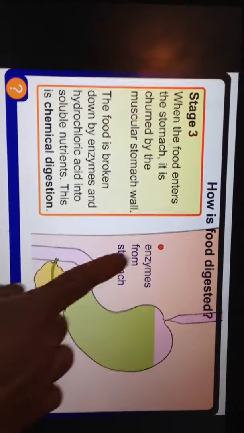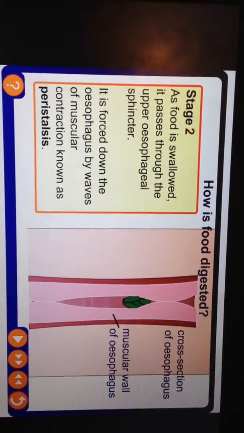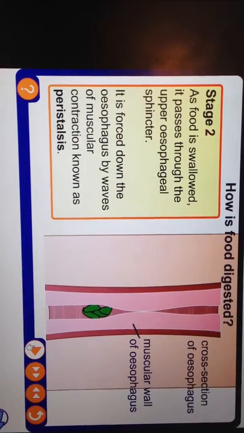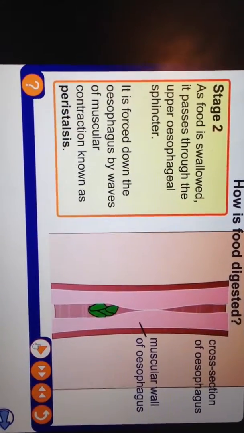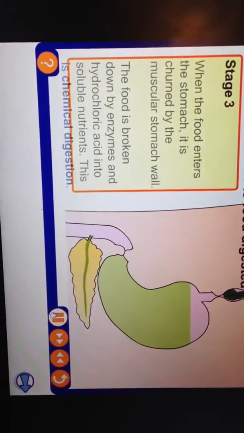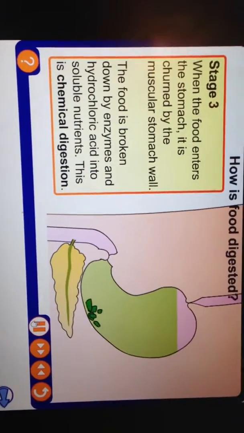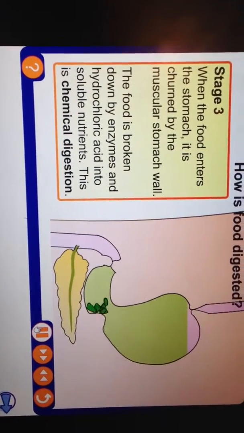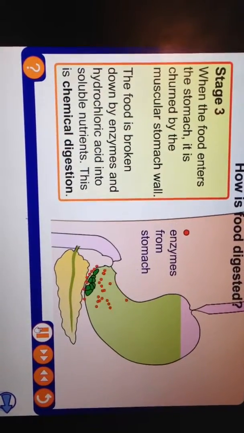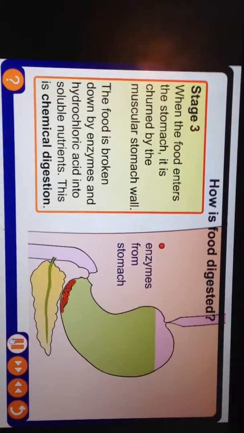Okay, so as you can see, if we just go back, I'll just show you that bit again. It goes down the esophagus into the stomach. Let's press play again. Down into the stomach, and then we have the enzyme protease, which works here. The protease enzymes will break down proteins into amino acids.